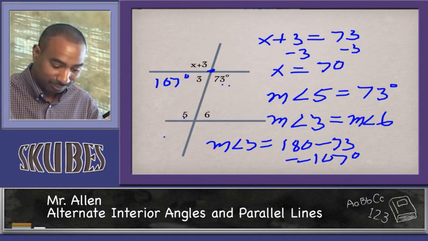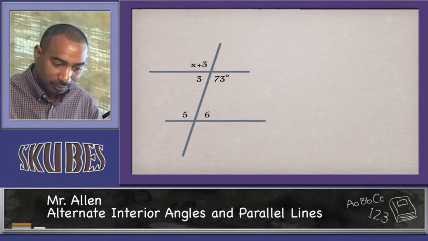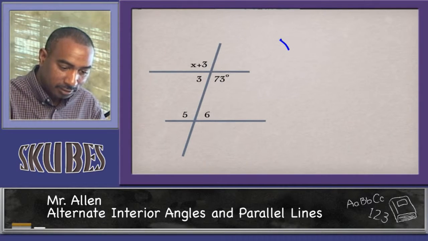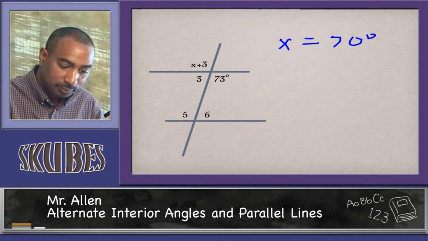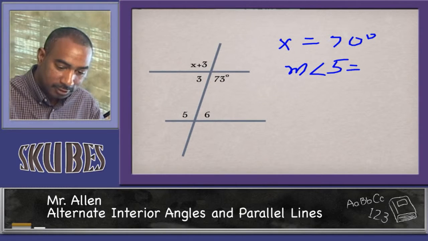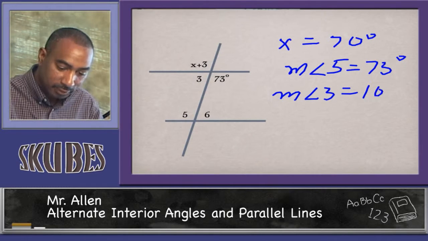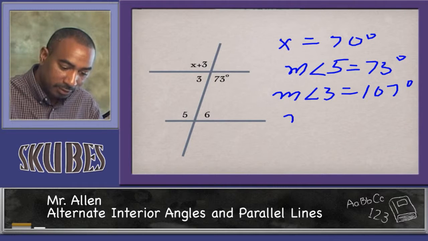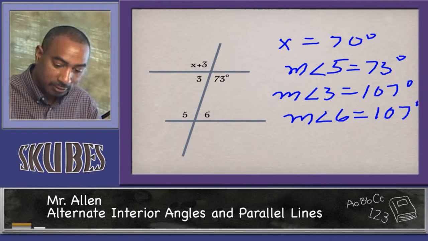So in conclusion, we know that x has to be 70 degrees. The measure of angle 5 is 73 degrees. The measure of angle 3 is 107. And the measure of angle 6 must be 107 because it's alternate interior to angle 3.